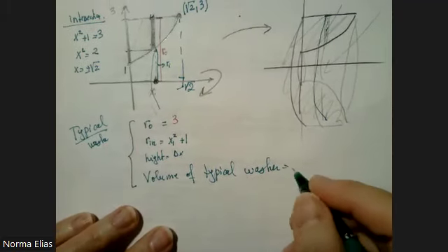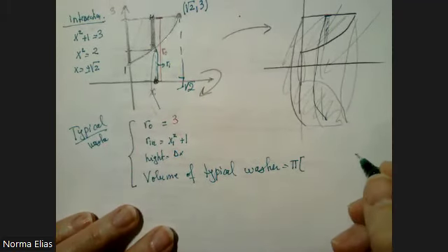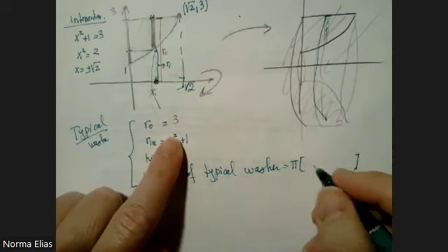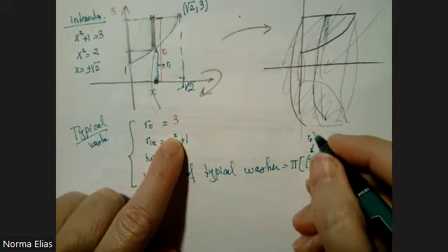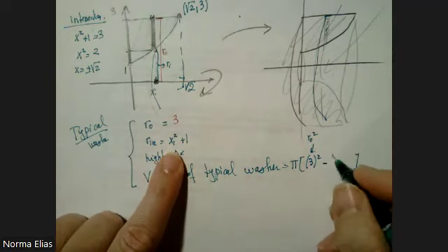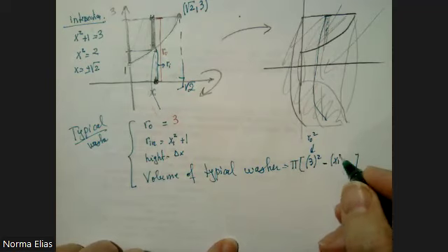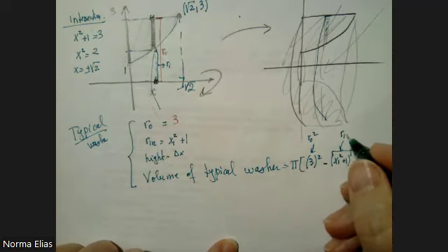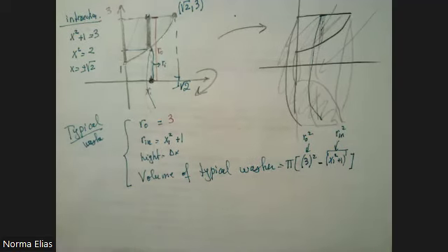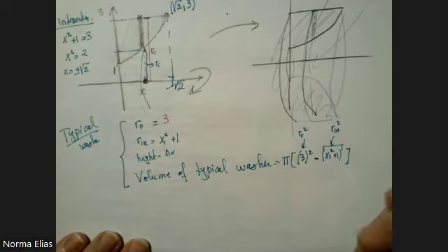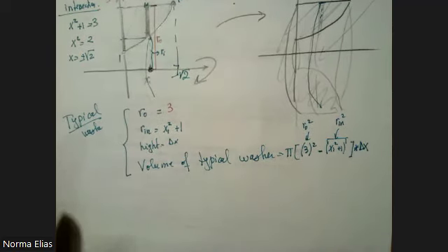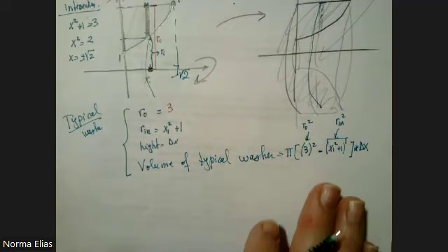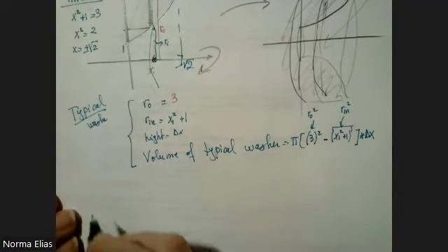So the volume of a typical washer is pi times the area of the base, which is the outer squared minus the inner squared. So that's the area of the base of the washer. Now the delta x will make it into a volume. Now I have the volume of the washer. We're done. As far as I'm concerned, we're done.